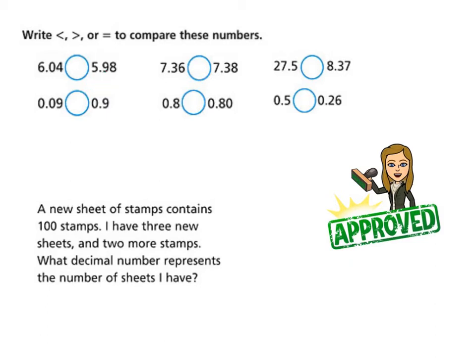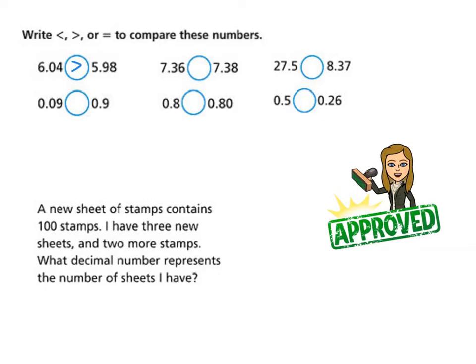When you read decimals, you read the decimal point with the word "and." So right away, this number to the left, 6 and 4 hundredths, is greater because 6 is larger than 5. $6 would be more. So that one is greater.